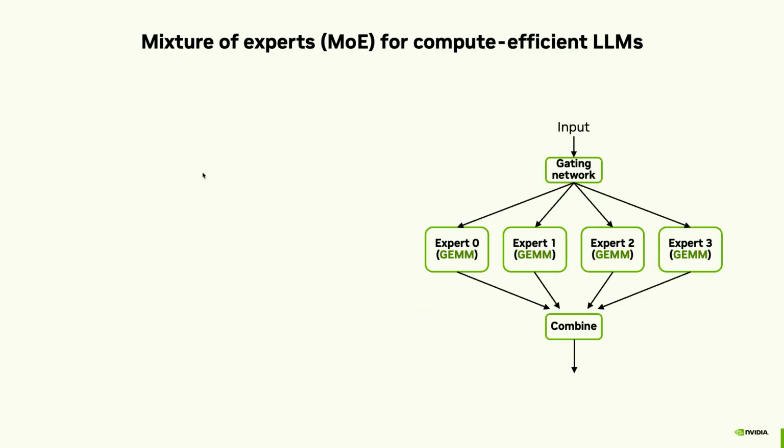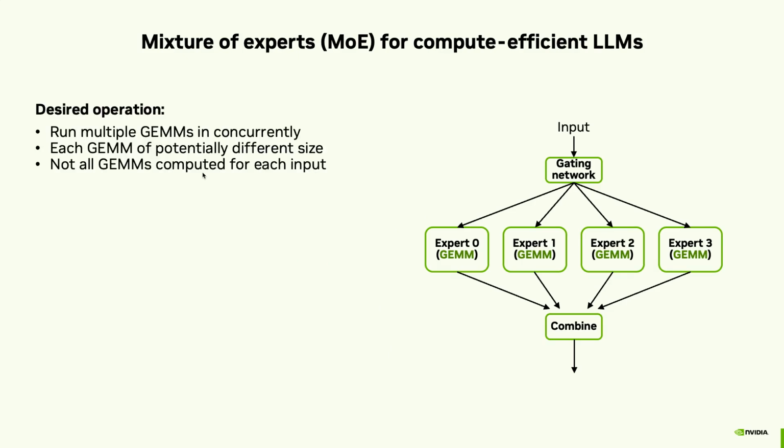Under the hood, each of these experts is computing at a minimum a GEMM. Thus, we could overall view this workload as one in which we'd like to run multiple GEMMs in parallel, but in which the size of each GEMM is potentially different from one another. And finally, in which the number of GEMMs that we're going to compute for each input may differ with every input. So at a first glance, you might wonder whether something like a batch GEMM is a good fit for this workload. Unfortunately, however, batch GEMMs assume that every GEMM is going to be computed for every input and that the size of each GEMM will be the same.